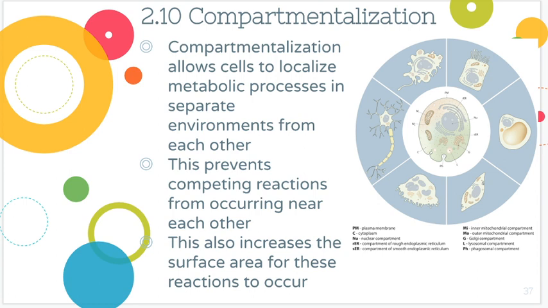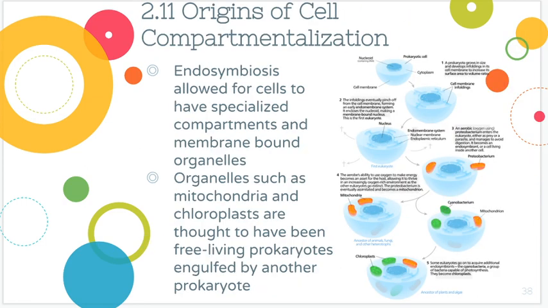Each one of those different compartments is super important in helping to separate all these different chemical reactions from one another so that they're not competing with each other, right? So the compartmentalization and specialization of cells is pretty important. And then finally, the origins of cell compartmentalization, this is all about endosymbiosis.